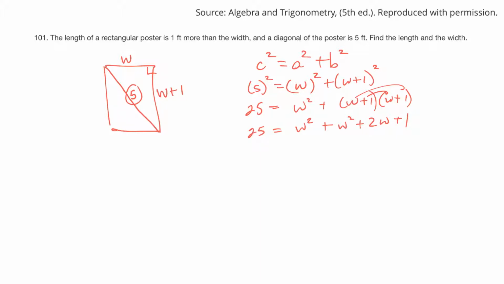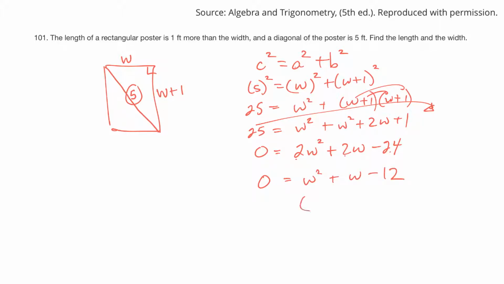And then I want to get everything on one side, so it's equal to 0. So I'll have 2W squared plus 2W. If I bring this over and subtract, that'll be negative 25. So 1 minus 25 is a negative 24. Now here, all of these are divisible by 2. So I'll just divide everything by 2. Plus W minus 12. And then I'll factor.